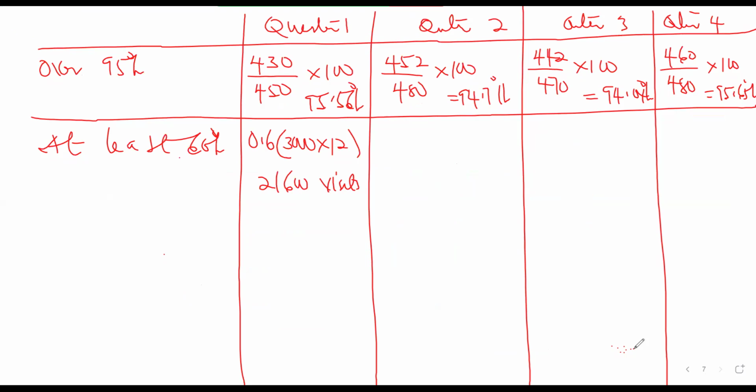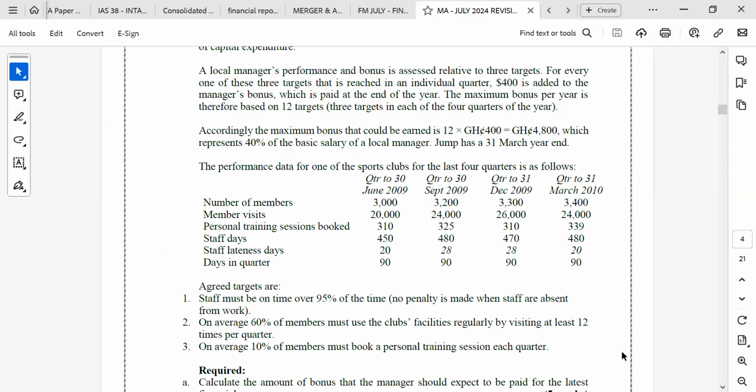So we have 3,000 members, and each member is visiting 12 times. So what's supposed to be the target? The target is the 60% multiplied by the total number of visits that we have. Then we now come and compare with the actual visits. This is the members' visits. Only 20,000 visited. Target has not been achieved there. So let's move on to the second one.